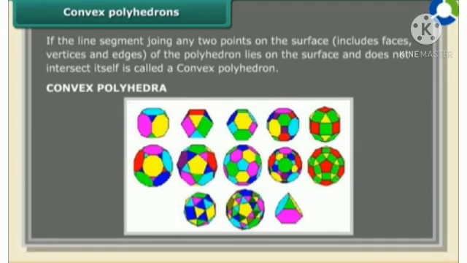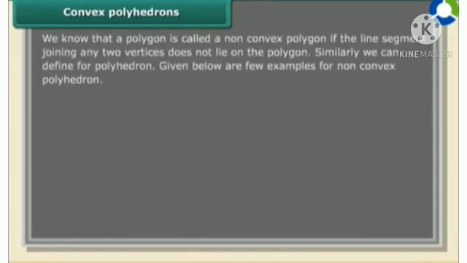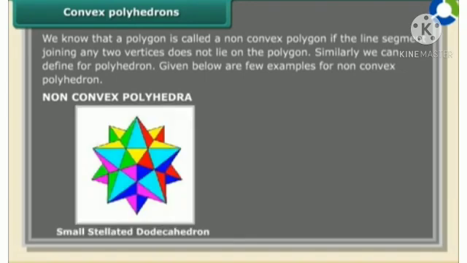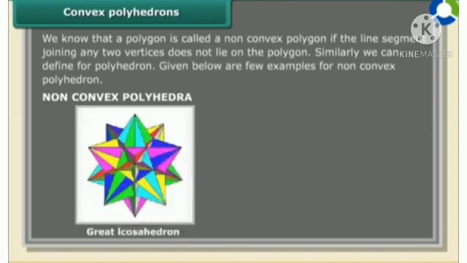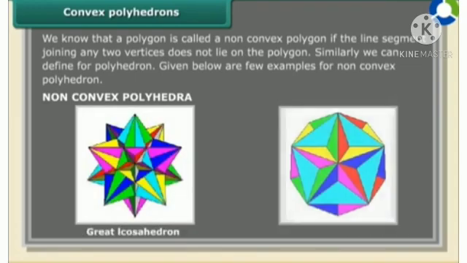We know that a polygon is called a non-convex polygon if the line segment joining any 2 vertices does not lie on the polygon. Similarly, we can define non-convex polyhedra. Given below are a few examples of non-convex polyhedra: small stellated dodecahedron, great stellated dodecahedron, great icosahedron, great dodecahedron.